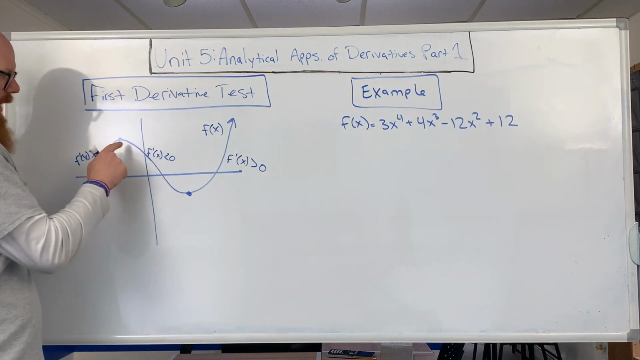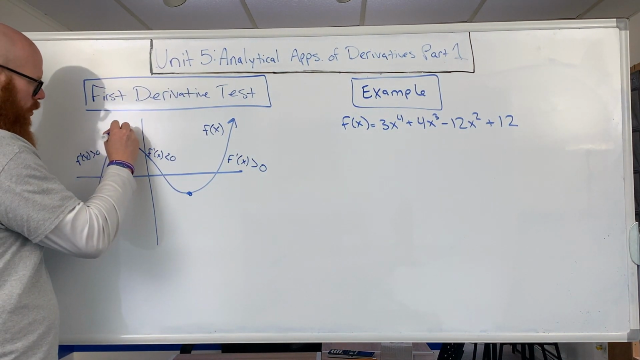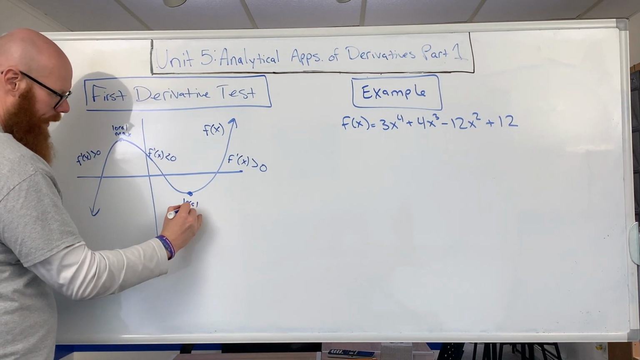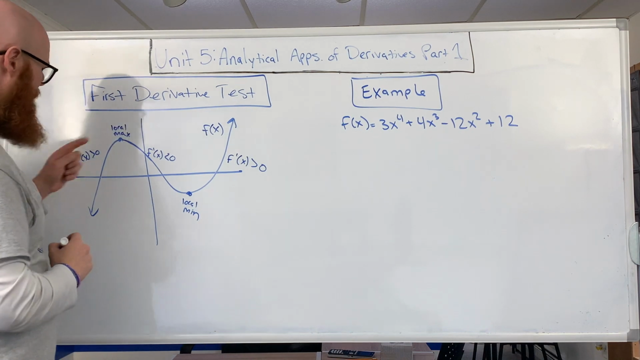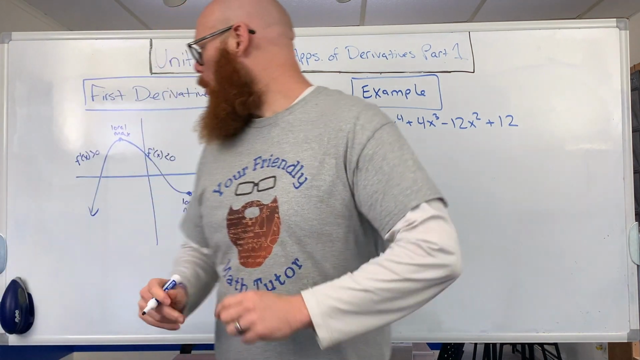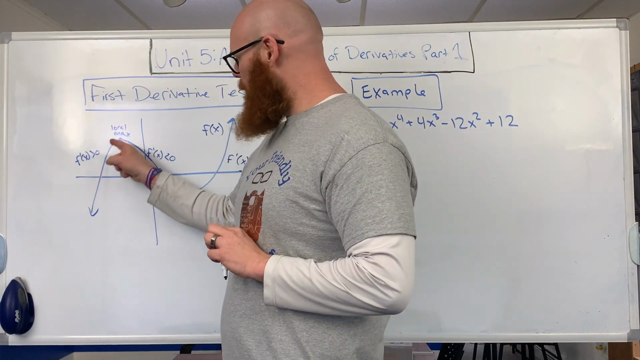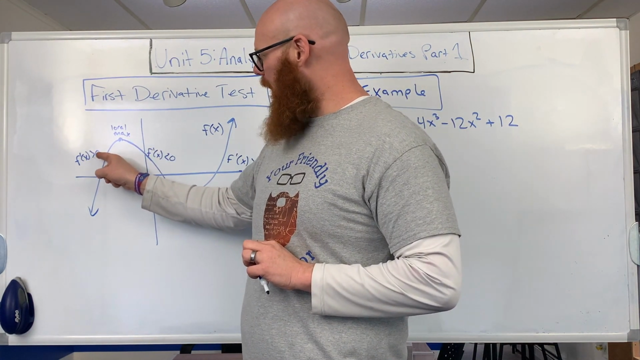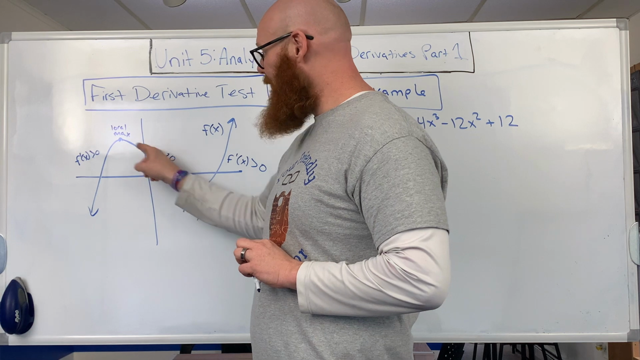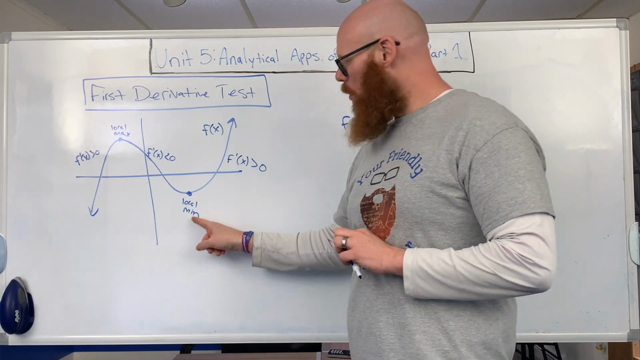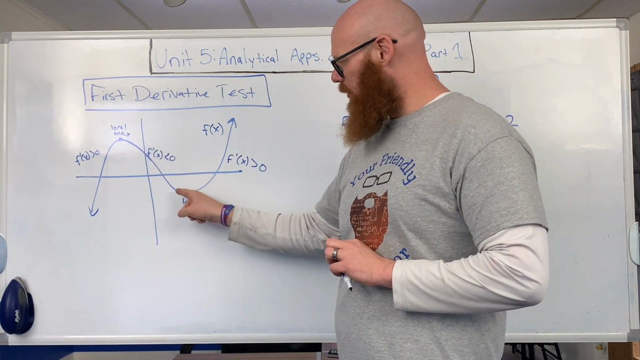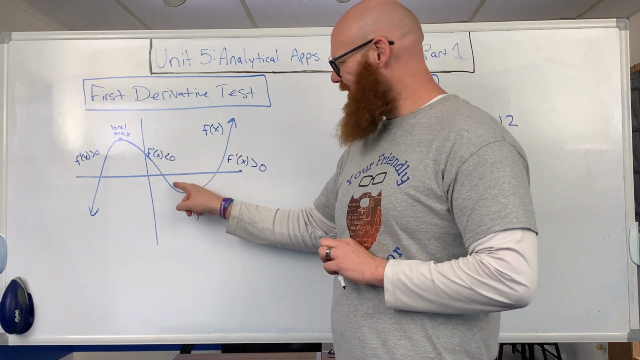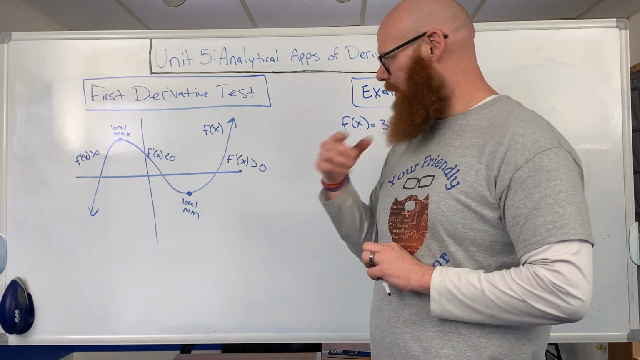So now notice what we have on here. This is a local max, and this is a local min. Well, a local max is going to occur when it is increasing before it and decreasing after it. That's when the first derivative is positive before it and negative after it. And then a local min is going to occur when it's decreasing before it and increasing after it. So that's when the first derivative is negative before it and positive after it.